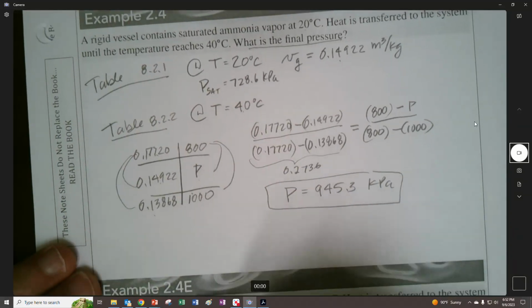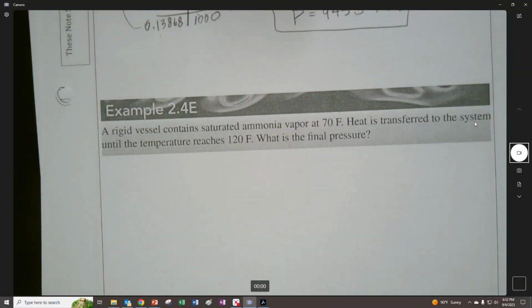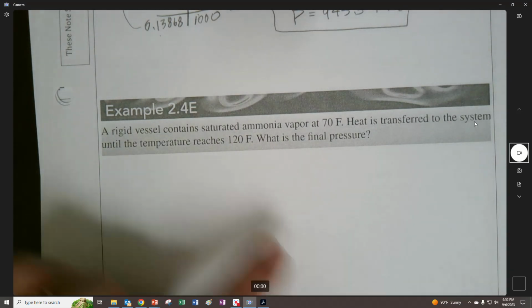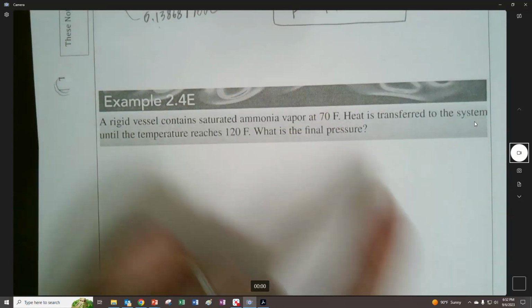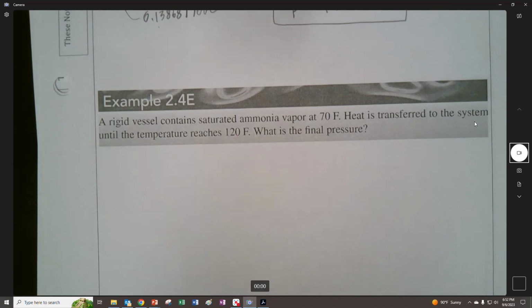This has a part E to it. So let's go ahead, because the video is only 7 minutes long. We can follow through and look up the English units one, where we have 70 degrees Fahrenheit, and it's going to 120 degrees Fahrenheit, just to get some more practice in there. And did we say this was ammonia? Yeah, it was ammonia. So just double checking that it is superheated.